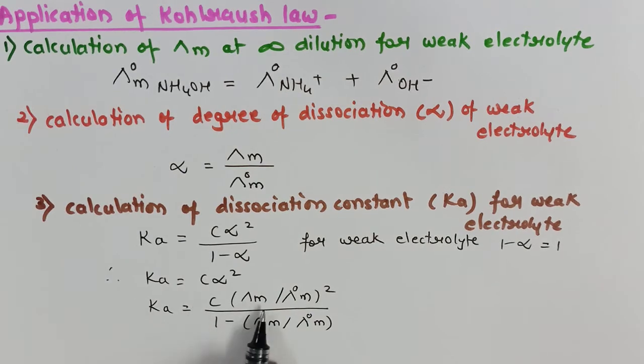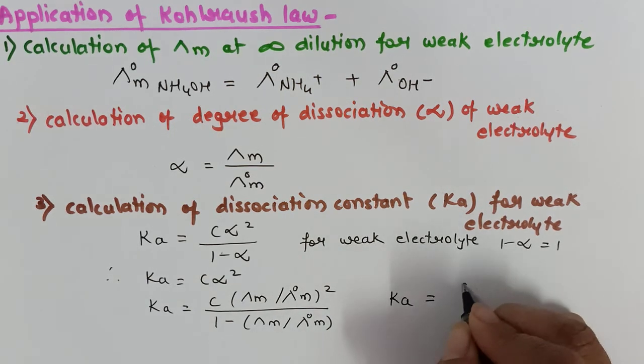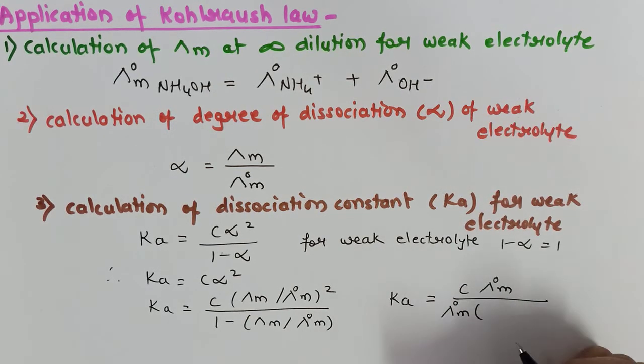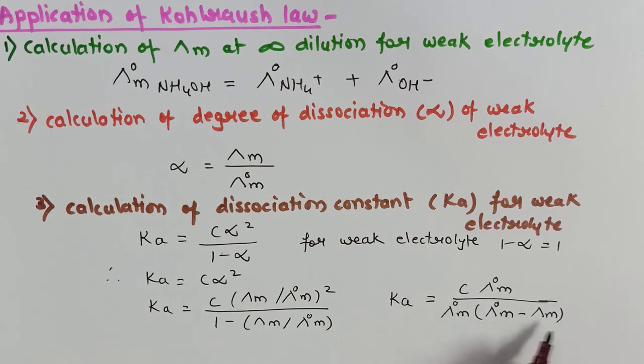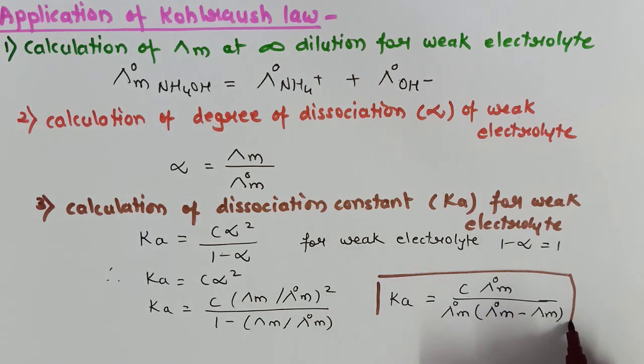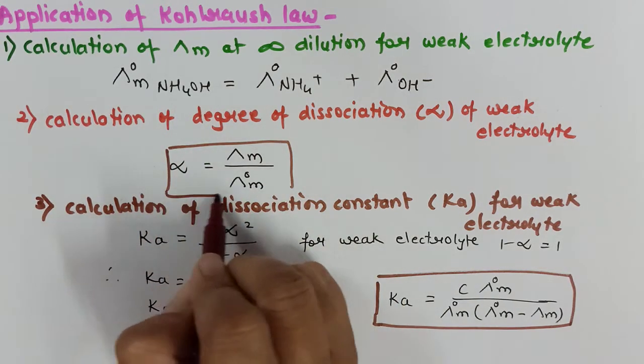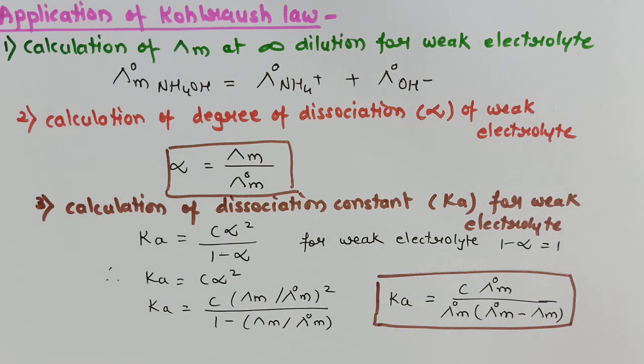Or I will say Ka equals C (lambda m upon lambda m naught) square upon 1 minus lambda m upon lambda naught m, although we are going to consider this 1 minus alpha right now here. On solving this, we get Ka equals C into lambda naught m upon lambda naught m into (lambda naught m minus lambda m). So this is the formula that we are going to use to solve our numericals, as well as this one. Based on these two formulas, we have numericals.